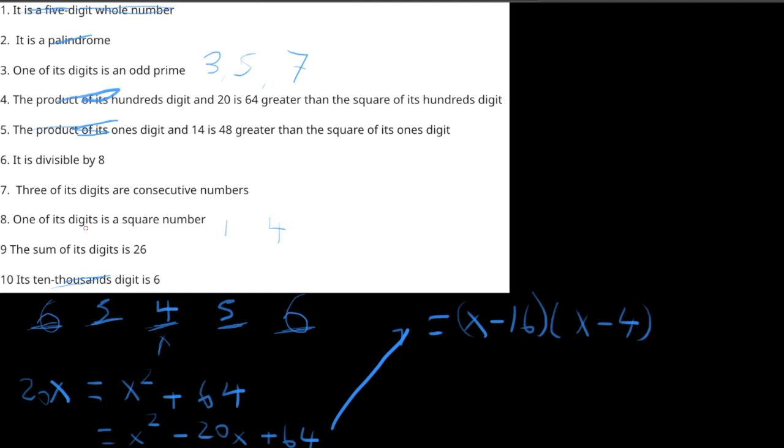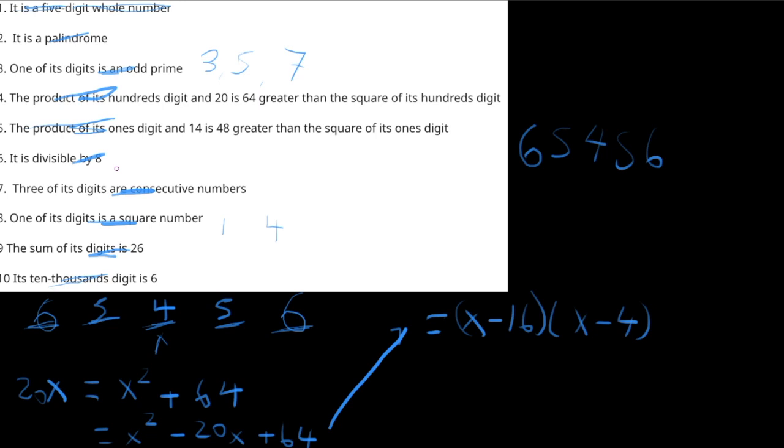Is divisible by 8. So let's see this. 65,456 divided by 8 gives us 8,182. Great. So that one is complete. And one of its digits is an odd prime, the 5. So therefore, our final answer is 65,456.